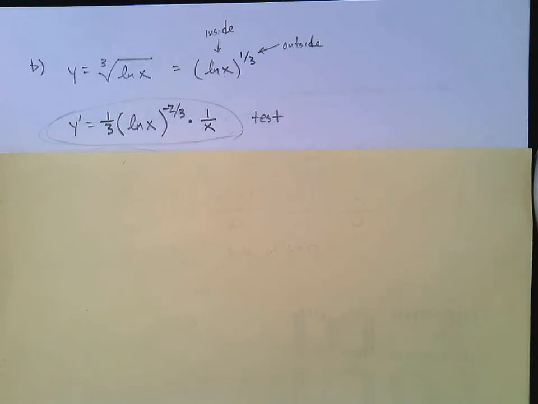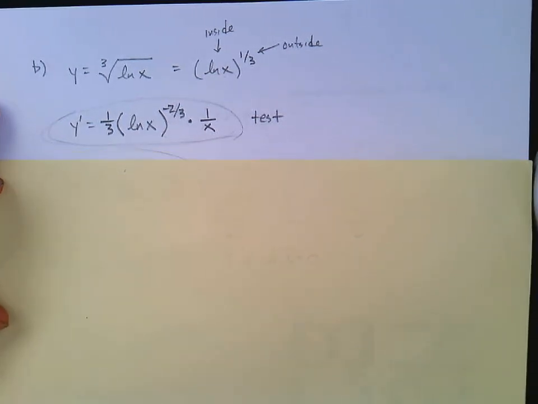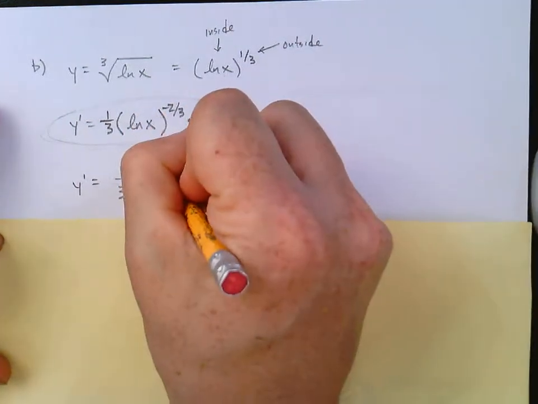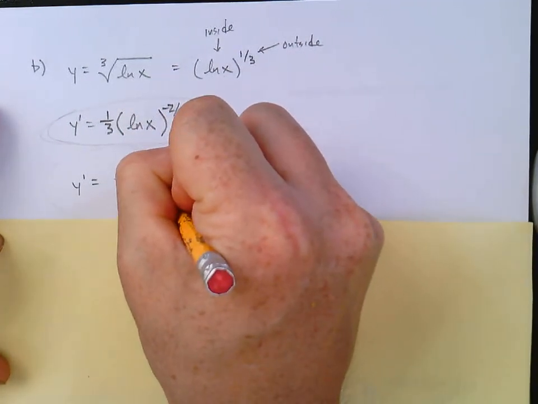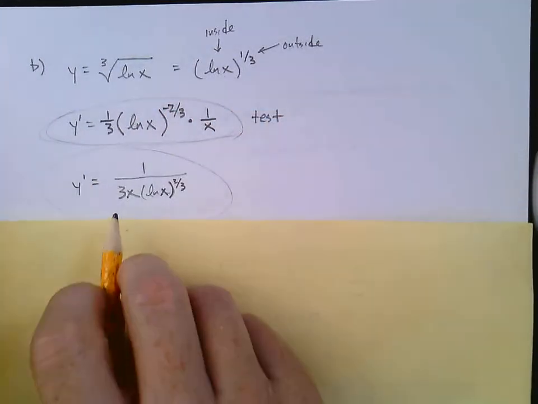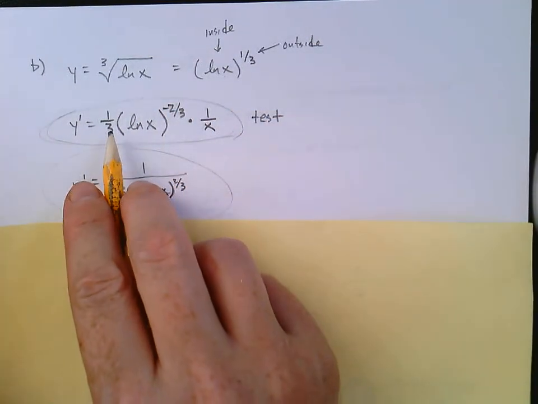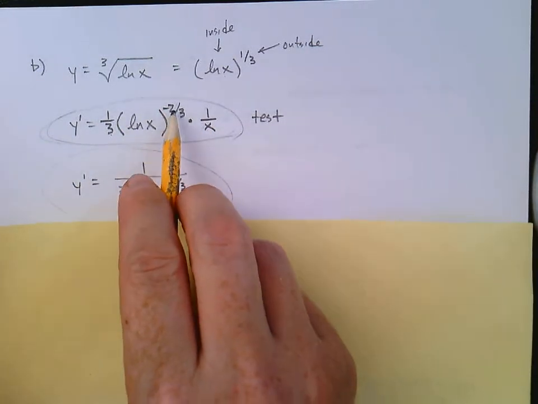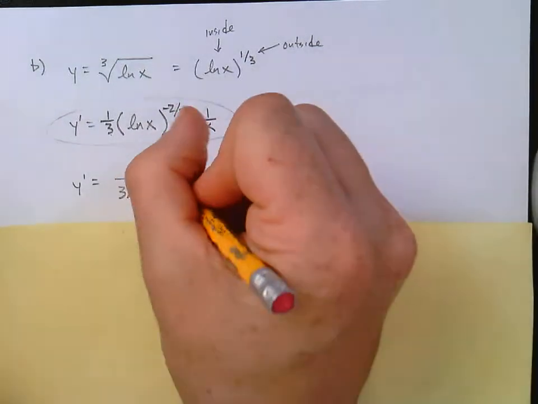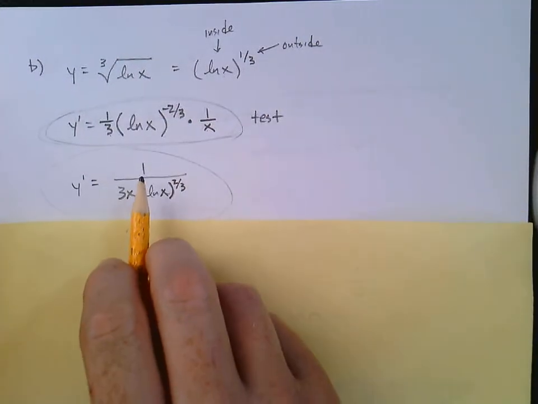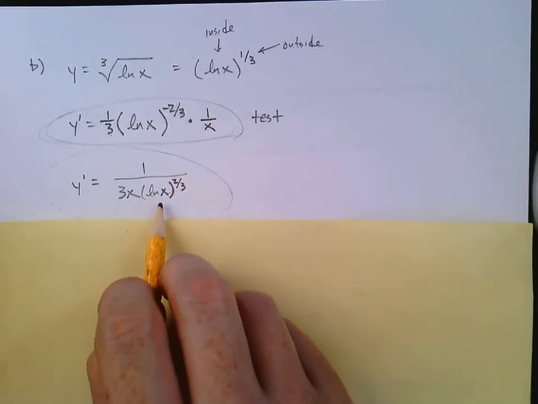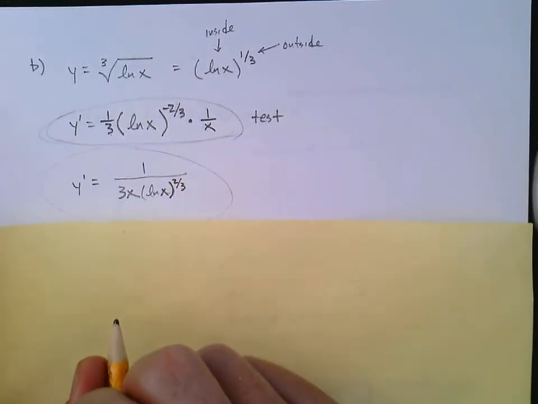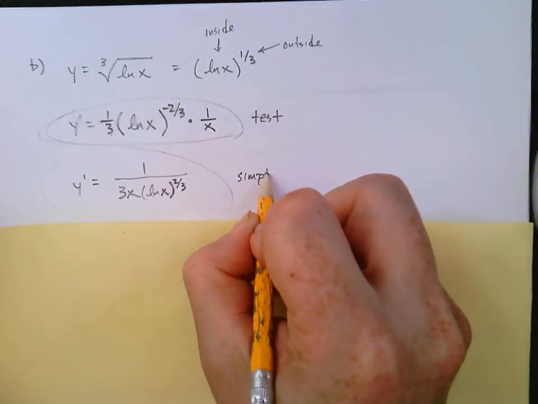However, it's a good idea to practice simplifying these sort of things, because we're going to have to be doing that pretty soon anyway. In this case, this is a nice simplified version. Let's make it just a big fraction. I see a 3 is in the denominator, right? X is in the denominator, and the natural log of x raised to the 2/3 is in the denominator because it's got a negative exponent. So I could say 1/3x natural log of x raised to the 2/3. There's your simplified version.